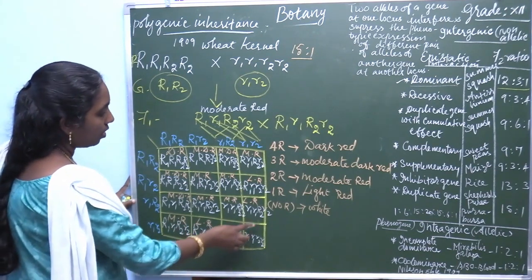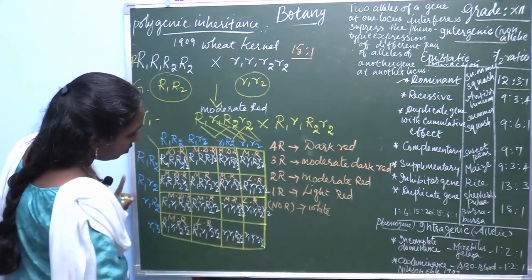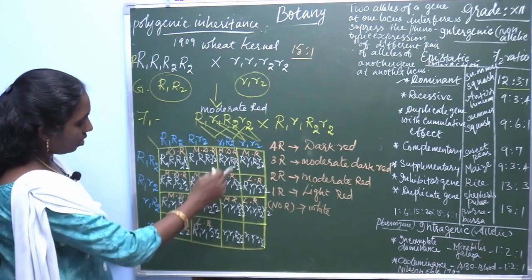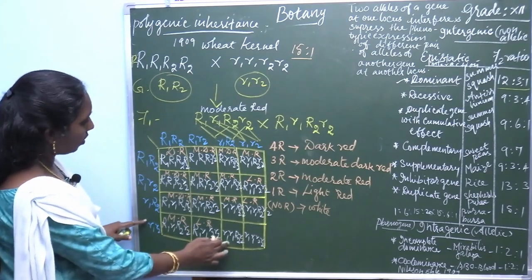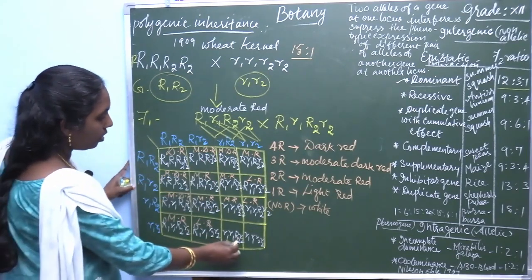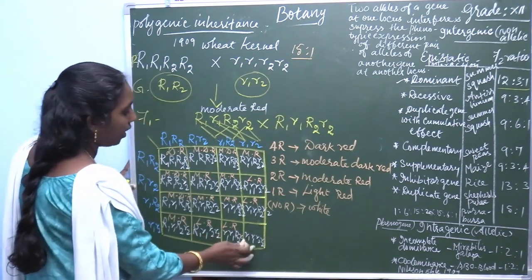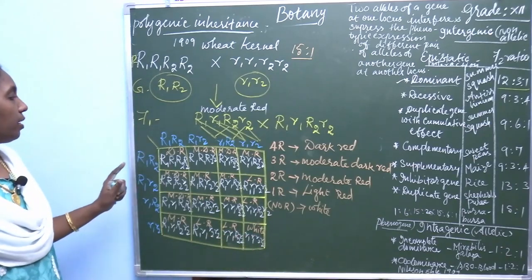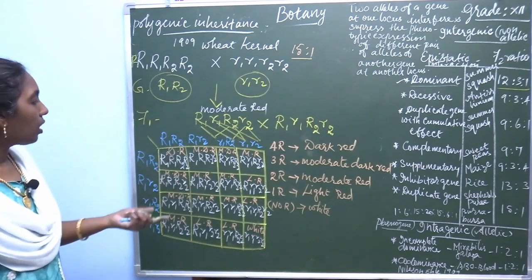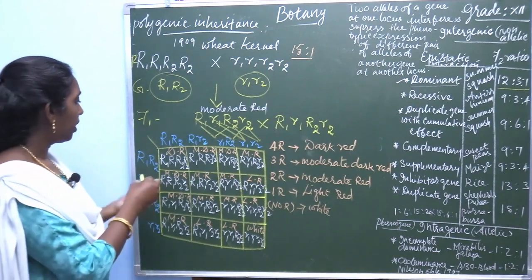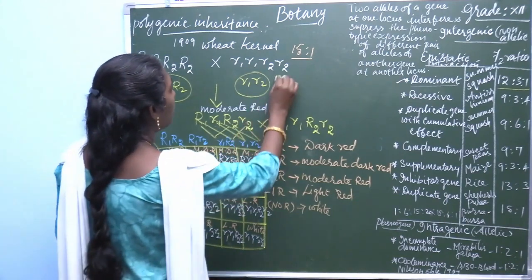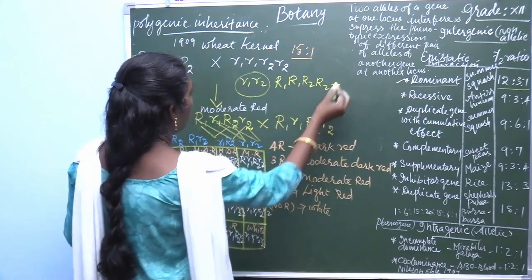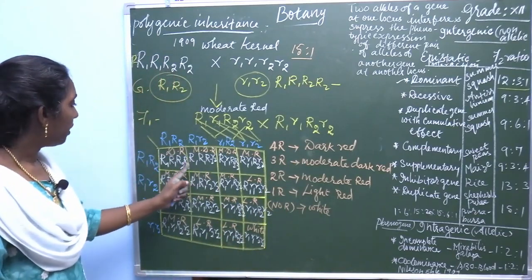Then here 1 or 2, or 1 or 2, here this one 1 or. So 1R, that is light red, and this is white. Let's see this, how many red? Dark red. So dark red, the combination is this one, R1, R1, R2, R2. This is dark red.